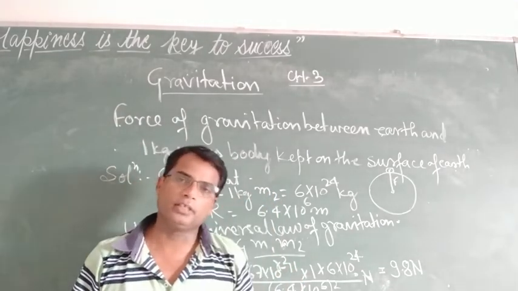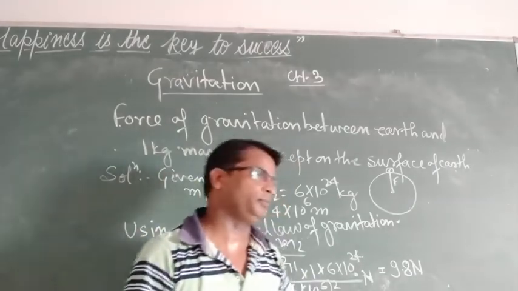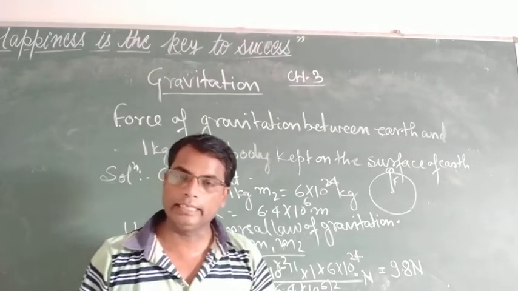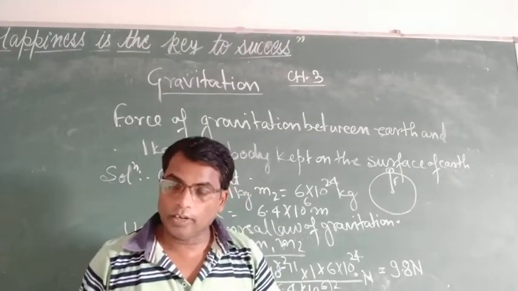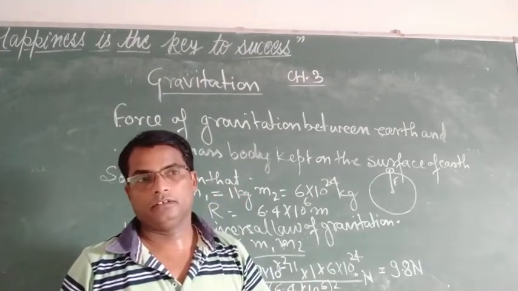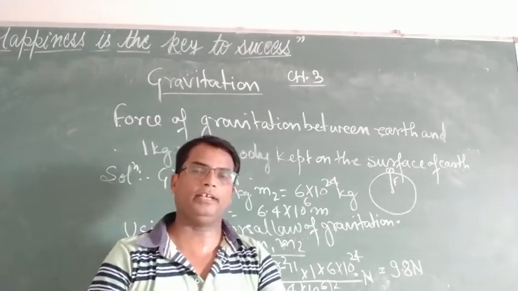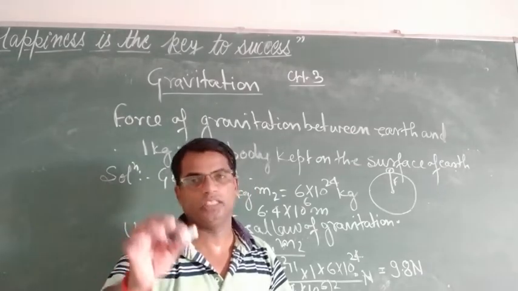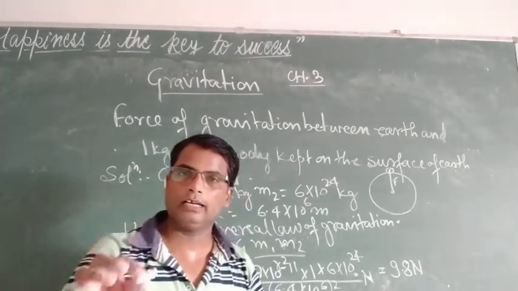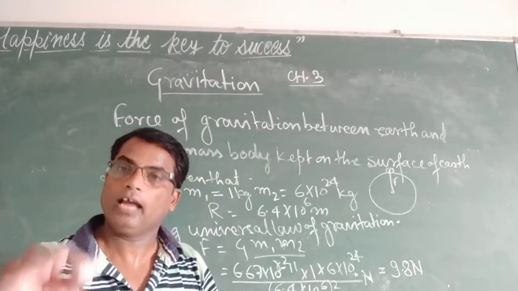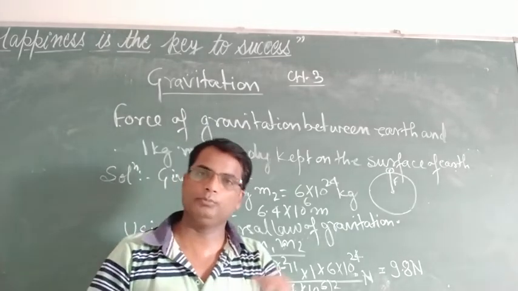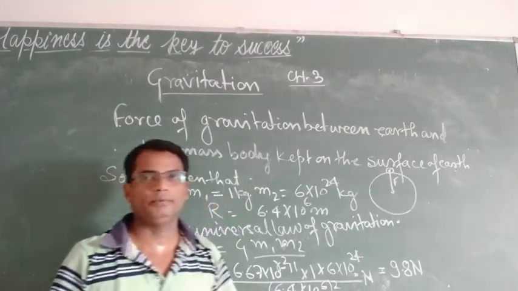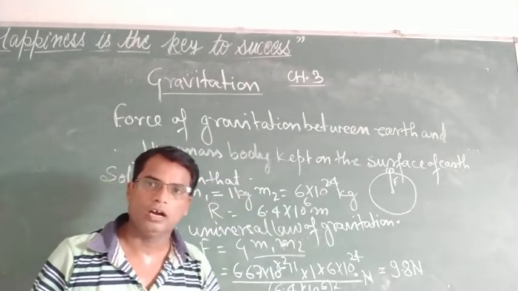Why? Because acceleration is inversely proportional to the mass of the body. The mass of the Earth is very high as compared to the mass of this chalk. Then the acceleration produced in the chalk is very high as compared to the acceleration produced in the Earth.